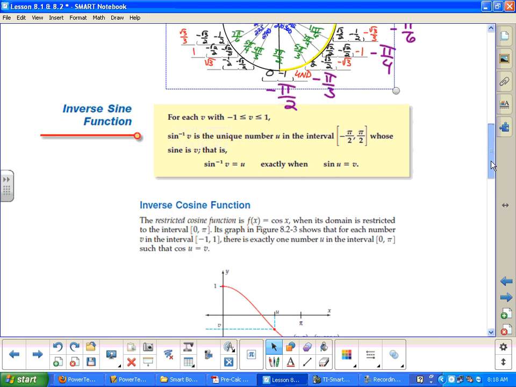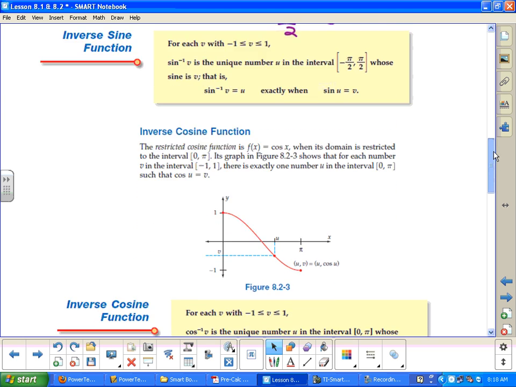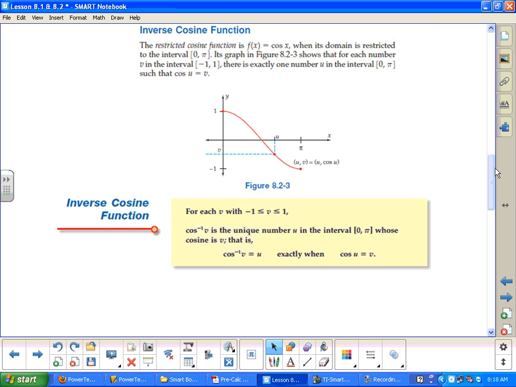Okay. So inverse sine of v is a unique number u in the interval from negative pi over 2 to pi over 2. So if sine of u is equal to v, then the inverse sine of v is equal to u. So we just switch the independent and dependent values. Cosine. Inverse cosine is between 0 and pi.